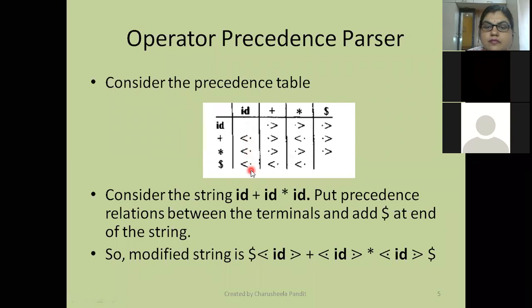Got it? Yes, ma'am. If you compare plus and plus, this plus at the row has higher precedence than the plus at the column side. If you see asterisk and asterisk, the asterisk at the row has more precedence than the asterisk at the column. So if we have two asterisks, the asterisk which comes before will have higher precedence than the asterisk which comes later. If we have a plus and an asterisk, you will find the plus has less precedence than the asterisk. Is this table clear to all?